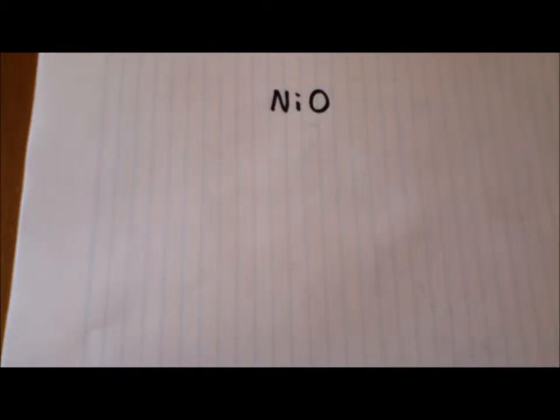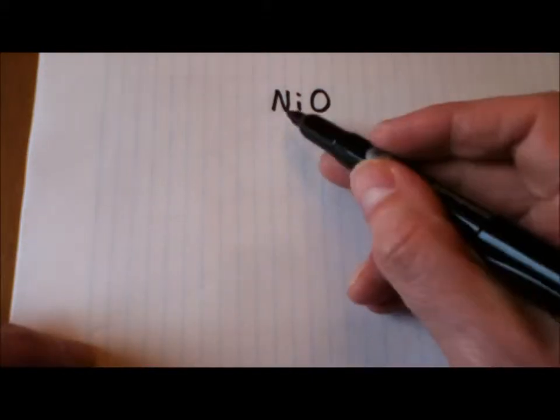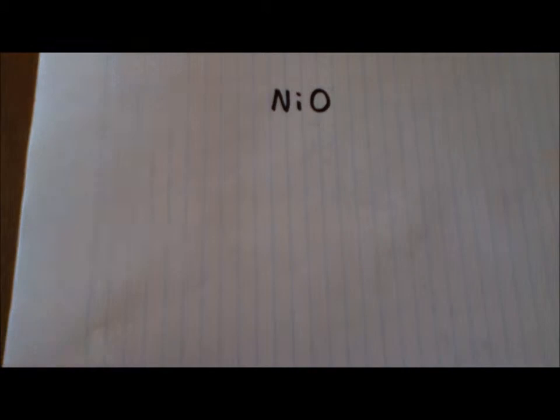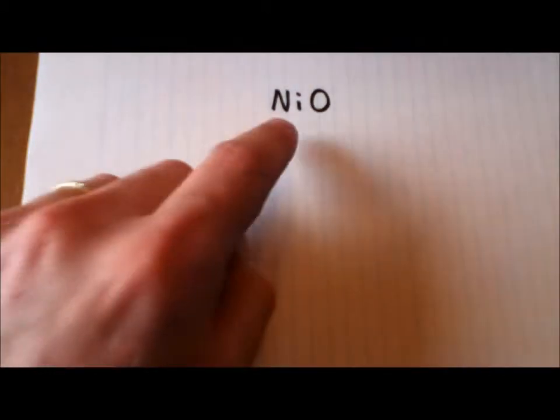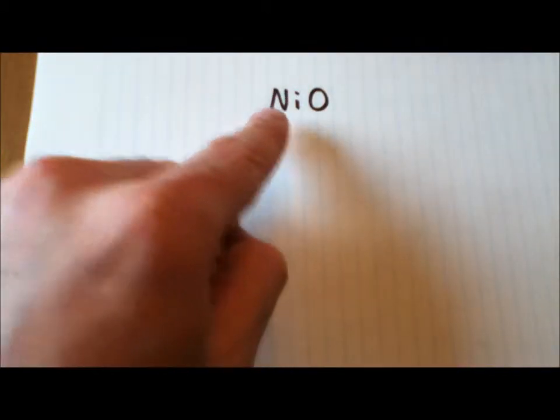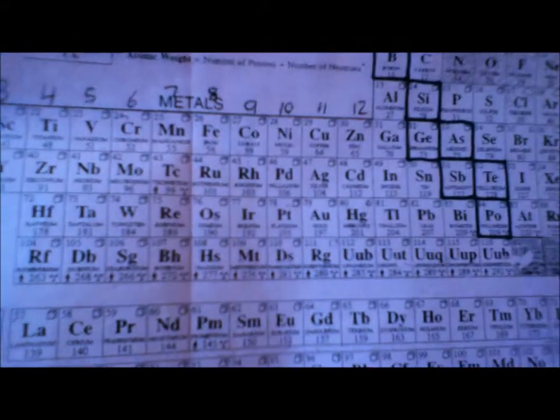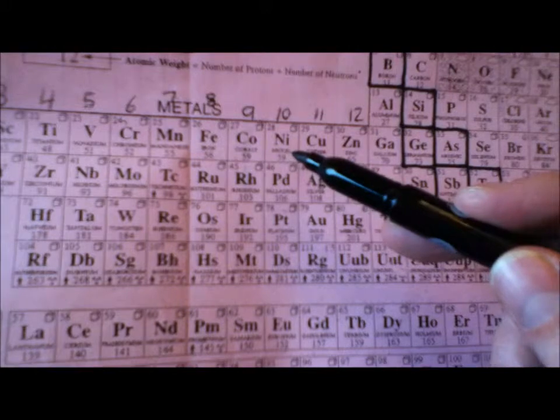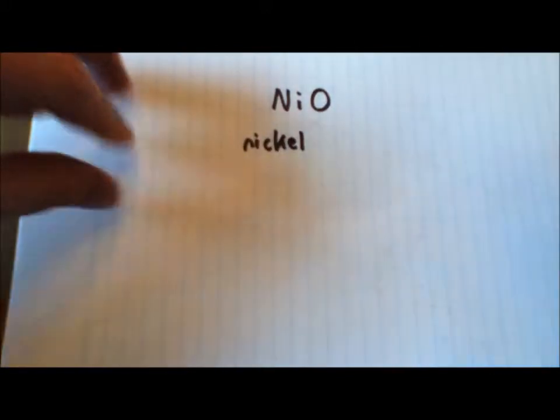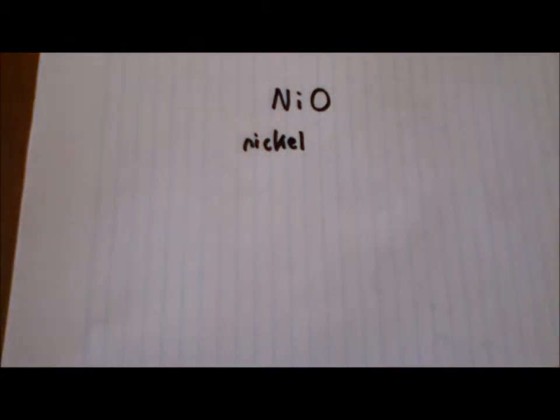Okay? So first, we need to write the name of the metal and the non-metal. So Ni, let's find that. Again, we know the metal comes first in names and formulas. Metals are on the left-hand side and in the middle, and when we look through it, we find Ni. That's nickel, so let's write down the name nickel. And then we have O. All right, let's find O.